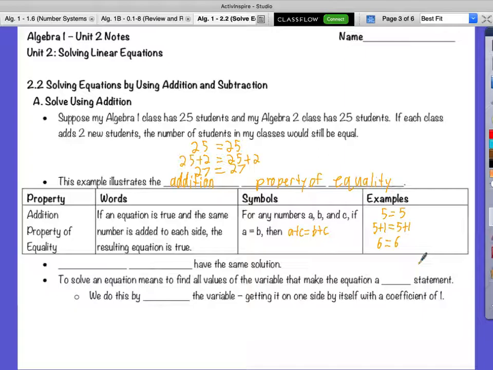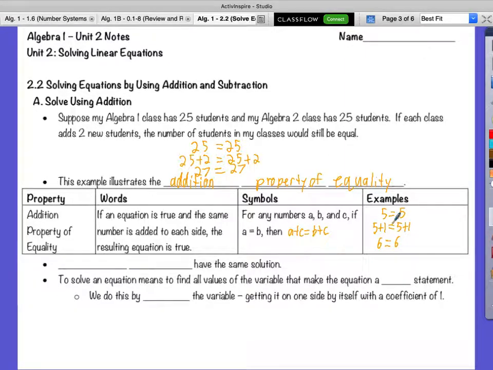Okay, so does everyone know what I mean when I say the left side and the right side? Okay, so I'm talking about where the equal sign is. So left side is just to the left of the equal sign, right side is to the right of the equal sign. So whenever I say side of the equation, I'm talking about side of the equal sign there. I want to clarify that.